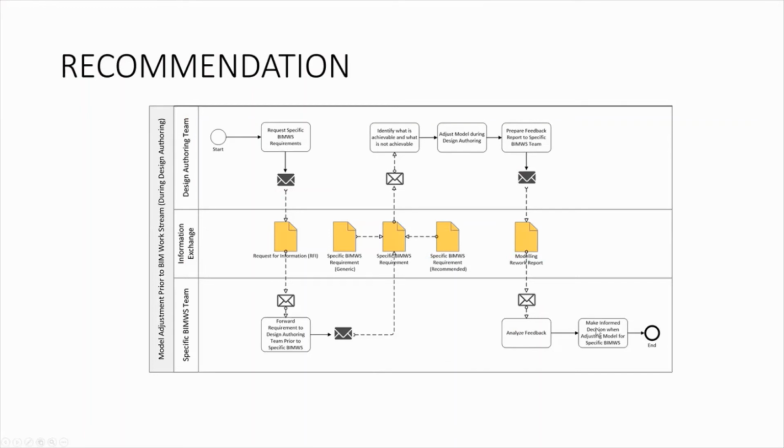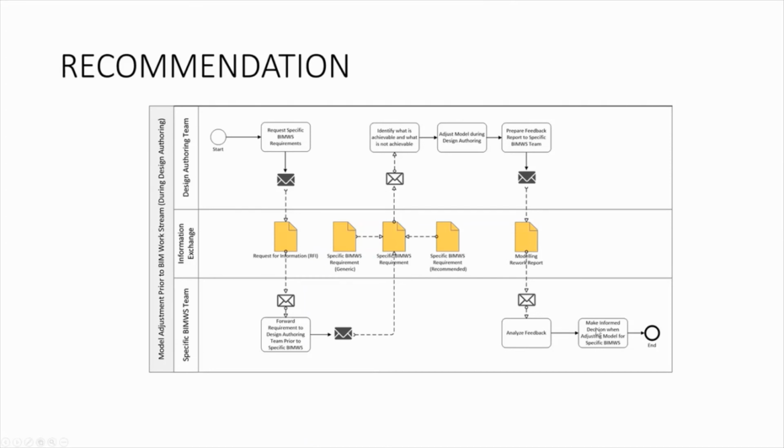We had a diagram here. I'll try and explain this diagram as much as I can. So there are three rows here. The first row is the design authoring team. In most cases, the modeling starts with the design authoring team. Next we have information exchange in this row. So this is the information that has been exchanged. The next one, we have any other BIM model use or BIM use or BIM work streams. They're all called the same thing.